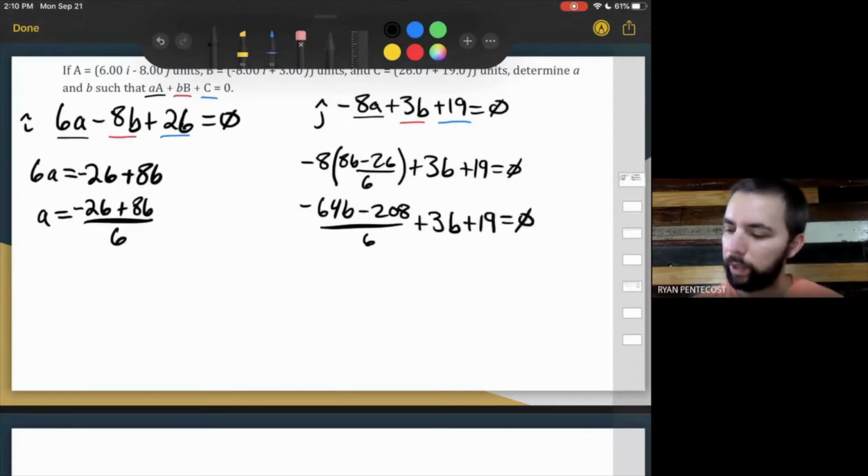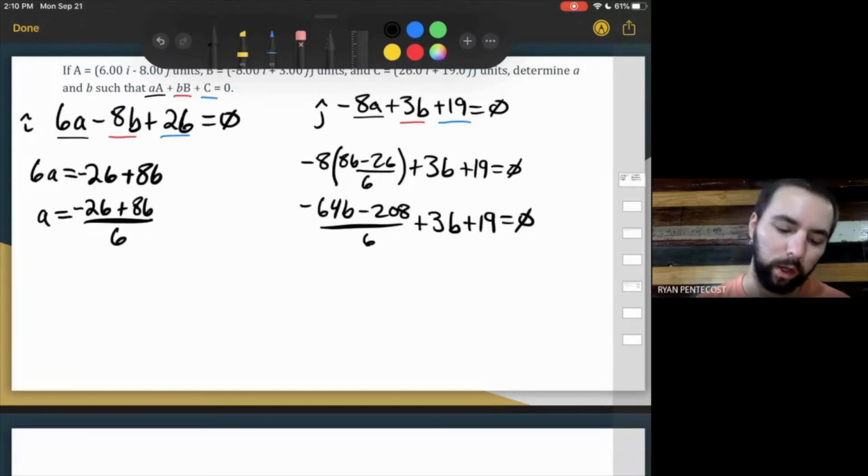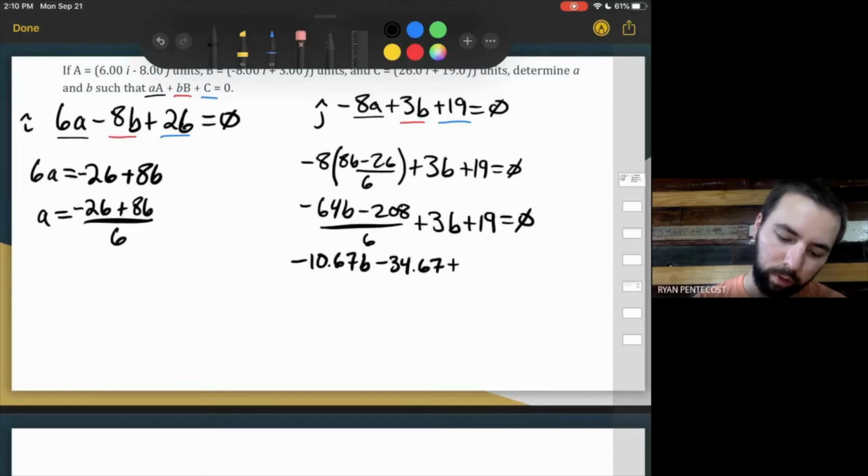Now we need to divide by 6. This is going to end up to 0.67. They're all going to be in 2/3, so I'll use the decimals. If you divide that, you get negative 10.67b minus 34.67 plus 3b plus 19 equals 0. Now combine like terms. You'll get negative 7.67b.